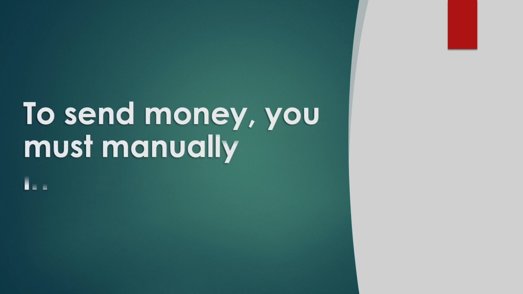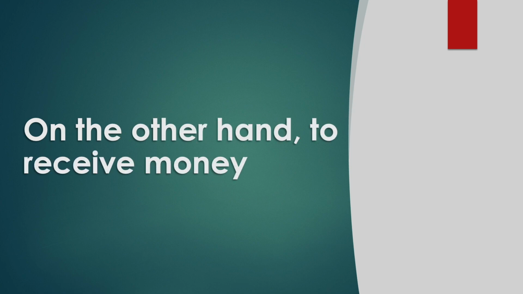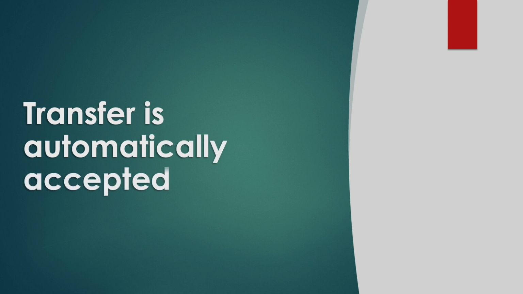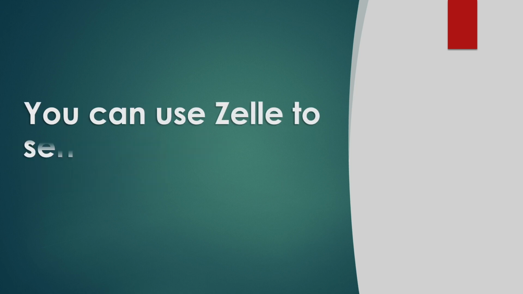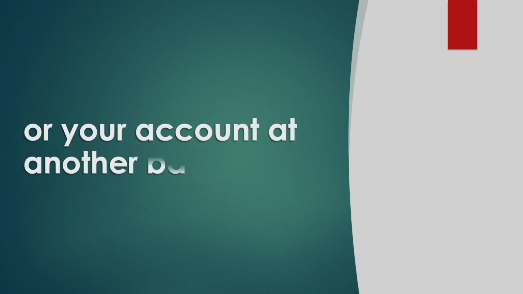To send money, you must manually initiate the transfer. On the other hand, to receive money, you don't have to do anything. Transfer is automatically accepted. You can use Zelle to send money to someone else's bank account or your account at another bank.